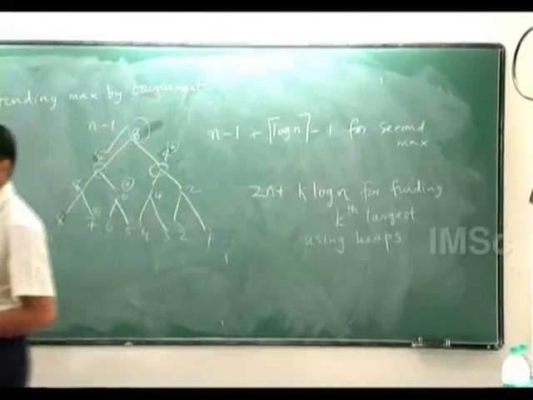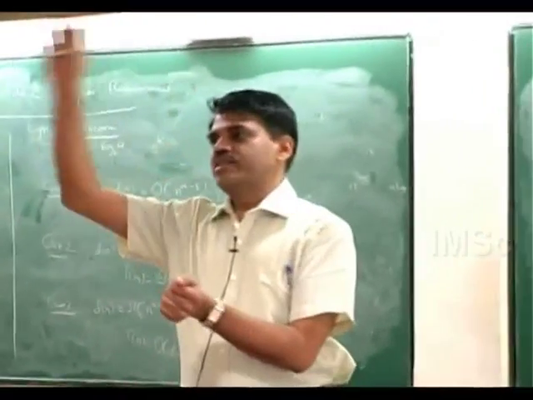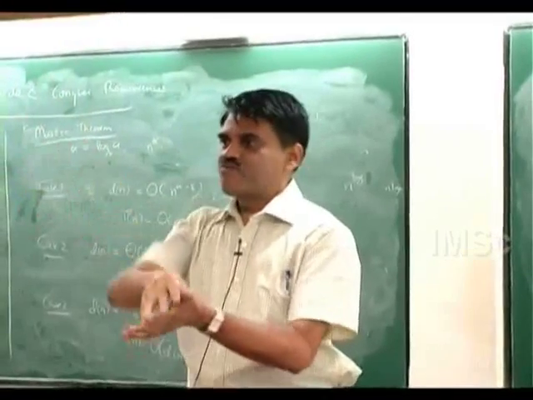But you actually get a lot more. All I want, suppose, is only the kth largest. I also get the largest, the second largest, third largest, and everything up to k.